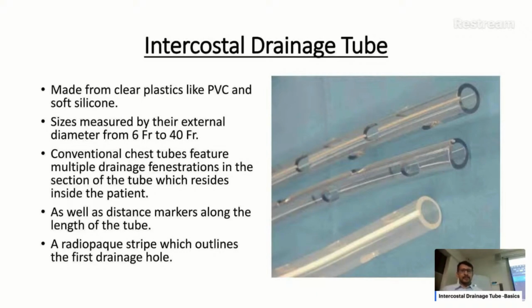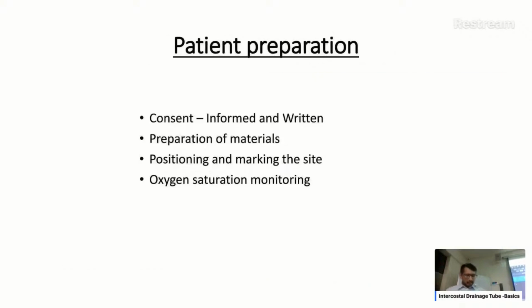Intercostal drainage tubes are mainly made of PVC or soft silicone and measure from sizes 6 French to 40 French. Conventional chest tubes feature multiple drainage fenestrations, most likely 6 holes, which are to be placed inside the patient. Distance markers are also placed along the length of the tube, and a radio-opaque stripe outlines the first drainage hole, so we can assess it on X-ray for the correct placement of the tube.